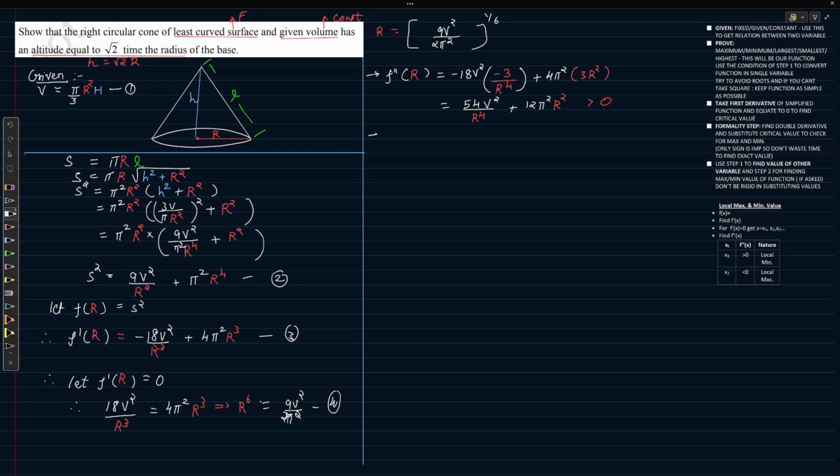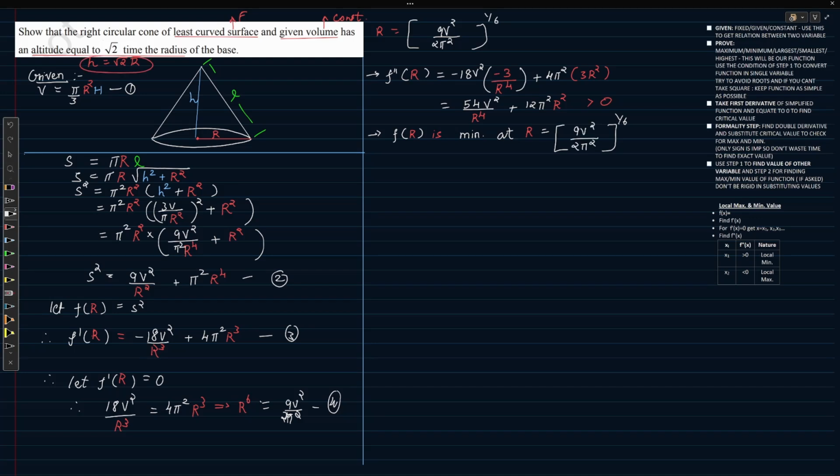Therefore, we can say f of r is minimum at which value? At r equals 9 v square upon 2 pi square, whole raised to 1/6.